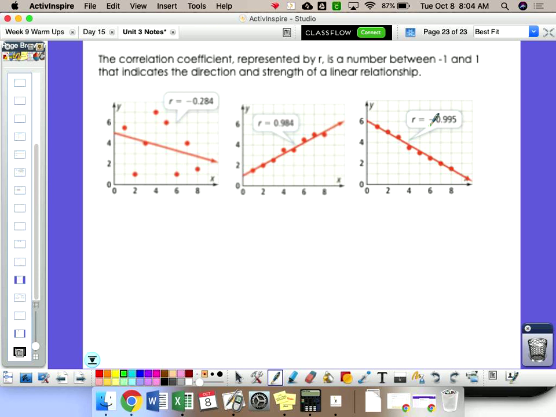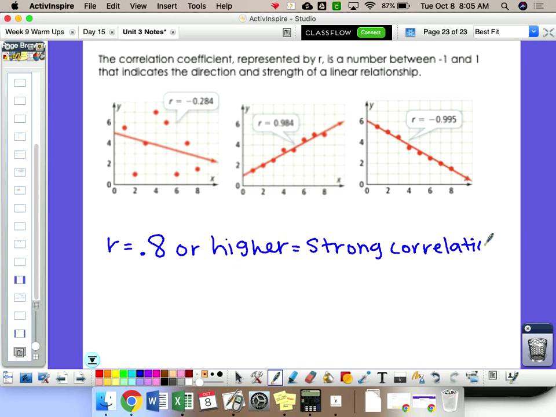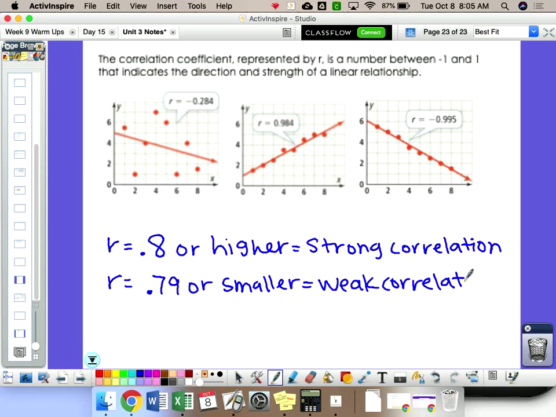So, what's our cutoff point? If your R is above 0.8, it is a strong correlation. Positive or negative does not matter.